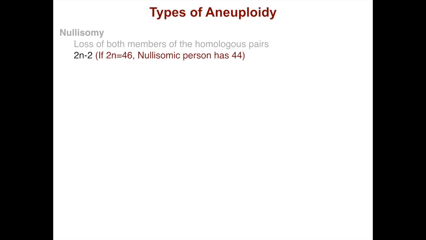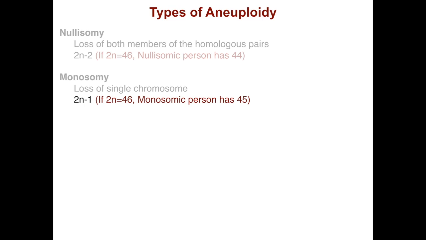So there are different types of aneuploidy. There's nullisomy, which is the loss of both members of the homologous pairs, 2n minus 2. So if 2n equals 46, like it does in the human situation, a nullisomic person has 44 chromosomes. Monosomy, which is a loss of a single chromosome, that is 2n minus 1. So in the case of humans, 2n equals 46, so a monosomic person has 45 chromosomes.